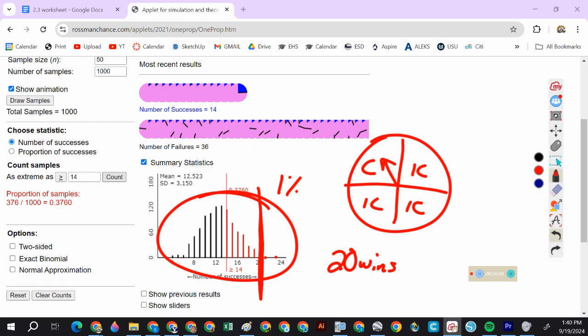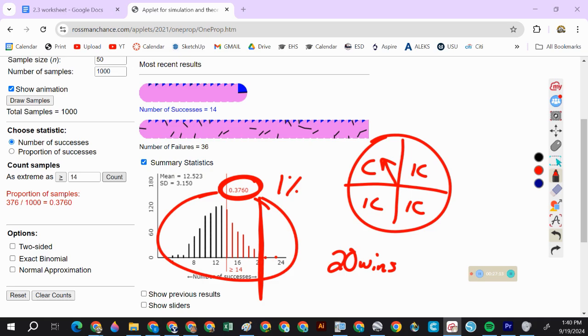We said, we think your friend knows what's going on. Okay, so here, I get 37%. What does 37% mean? 37% of the time, a perfectly functioning spinner will give 14 wins or more when you spin it 50 times. Now, is 14 likely? Yes, it's quite likely.